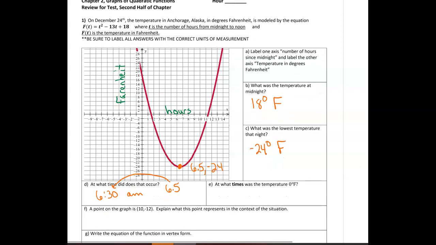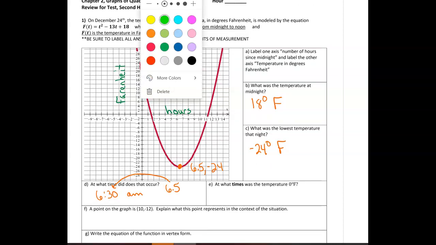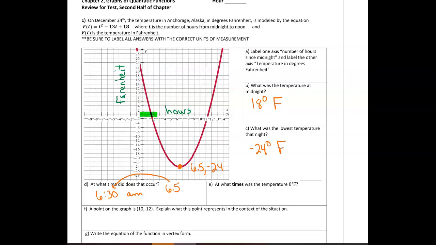So at what times was the temperature 0 degrees? So 0 degrees is going to be all across here. And so that happens twice. It happens at about 1.5 and at 11.5. And so again, if this is from midnight to noon, I would have a 1:30 a.m. time, and then I would have 11:30 a.m. time.